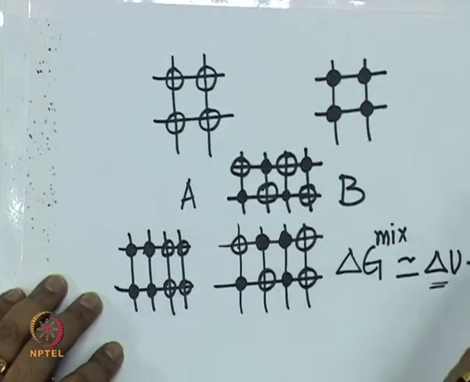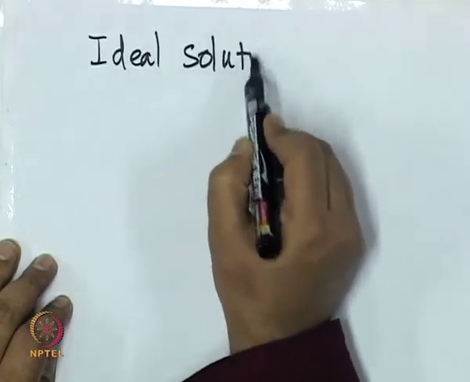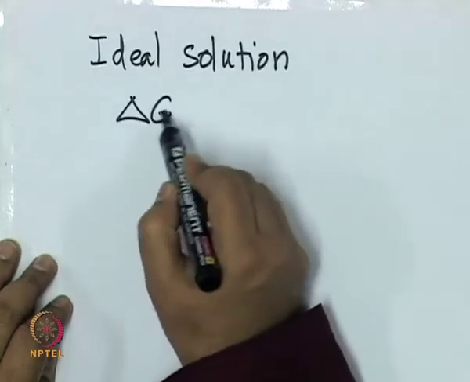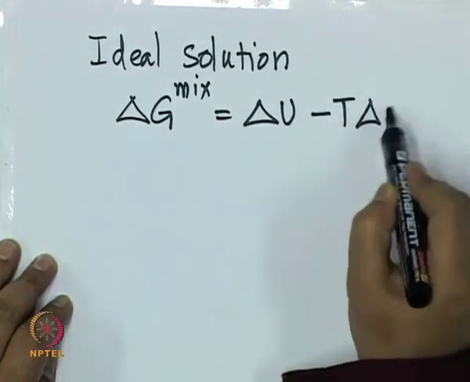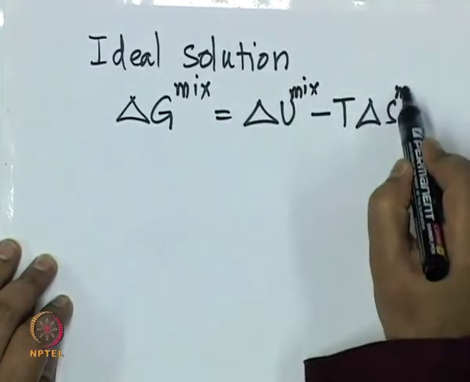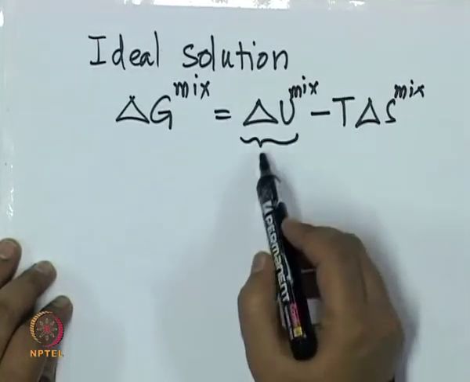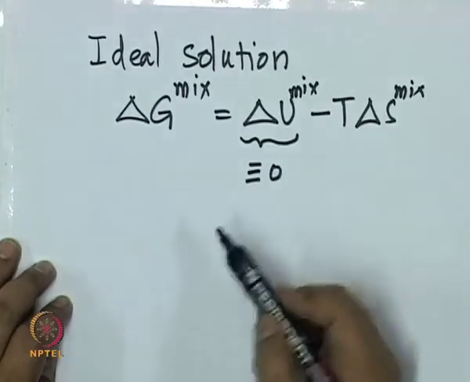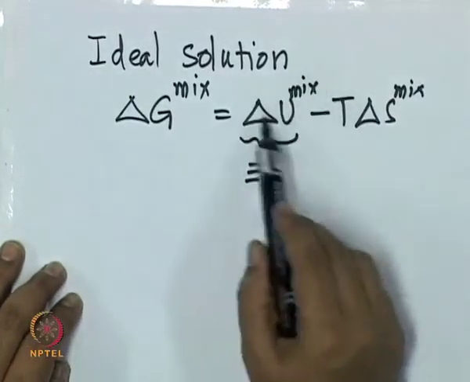Okay. So, for the simplest of the approximations, let us do that. This is known as the ideal solution. In the case of ideal solution, we know that delta G mix is equal to delta U minus T delta S. This is mix, this is mix. We assume that this quantity delta U mix is equal to 0. Okay. So, we will later explain why for an ideal solution this delta U mix is 0.